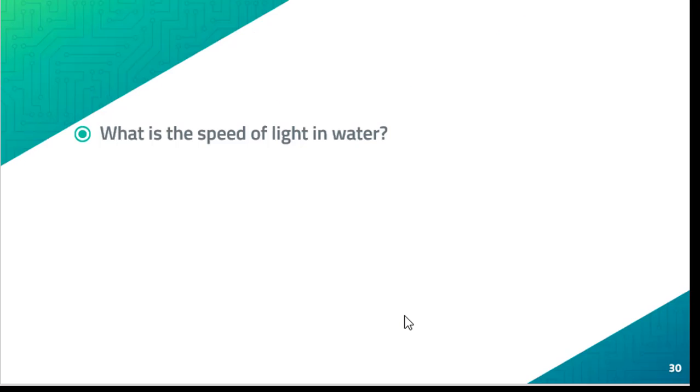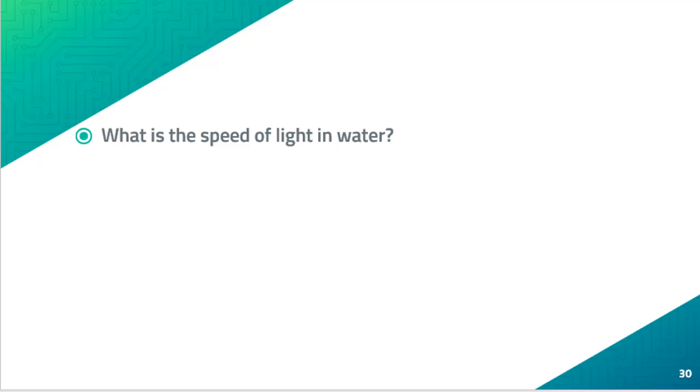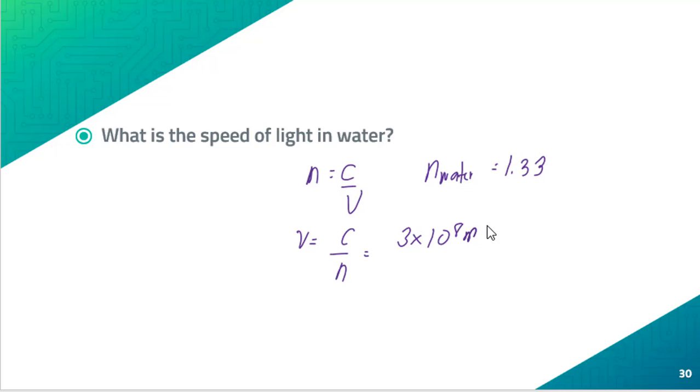Now let's look into the problem solving on the different properties of light. Okay, so now let's solve this problem. What is the speed of light in water? Okay, recall that we have here n is equal to c over v. And then the n for water is equal to 1.33. So here we can solve for the velocity. Let's derive an equation for velocity in water. So you have velocity is just equal to c over n. So our c is 3 times 10 to the 8 meters per second divided by 1.33.